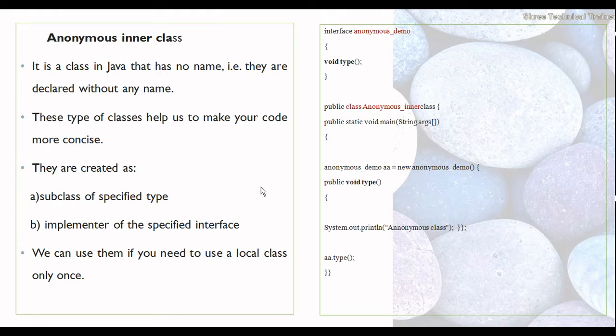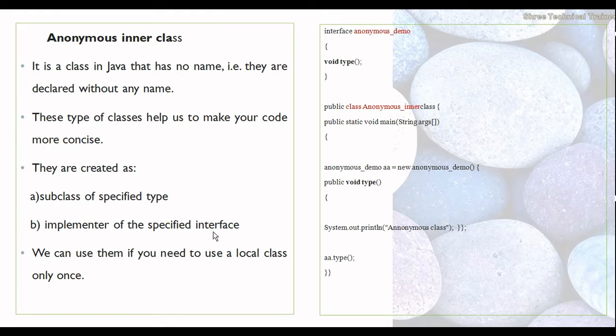In the case of a subclass of a specified type, we can have two classes. One class will act as the superclass and the other, the anonymous class, will act as the subclass. Both classes have the same method, and in the anonymous class that method is overridden. That's about subclass of a specified type.